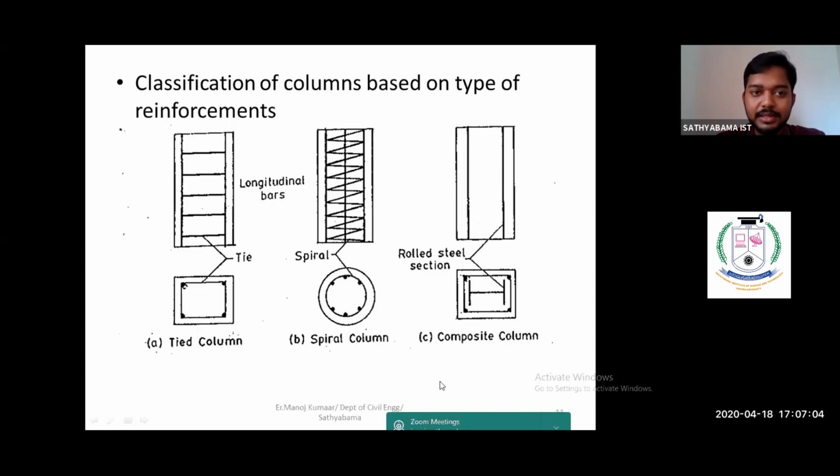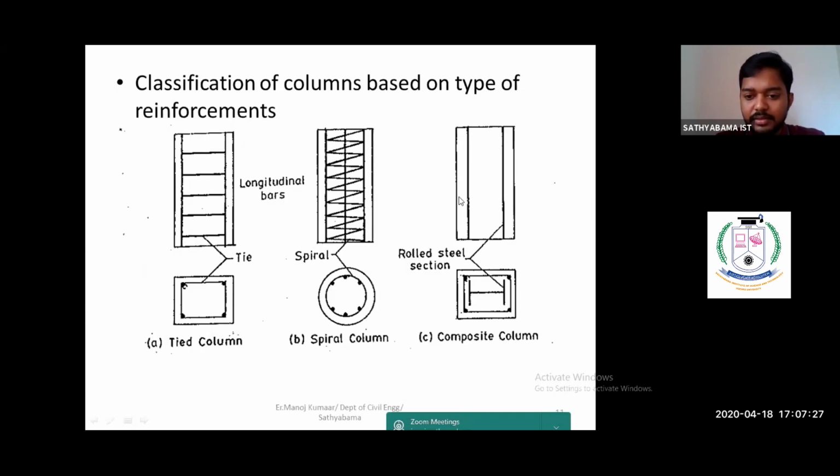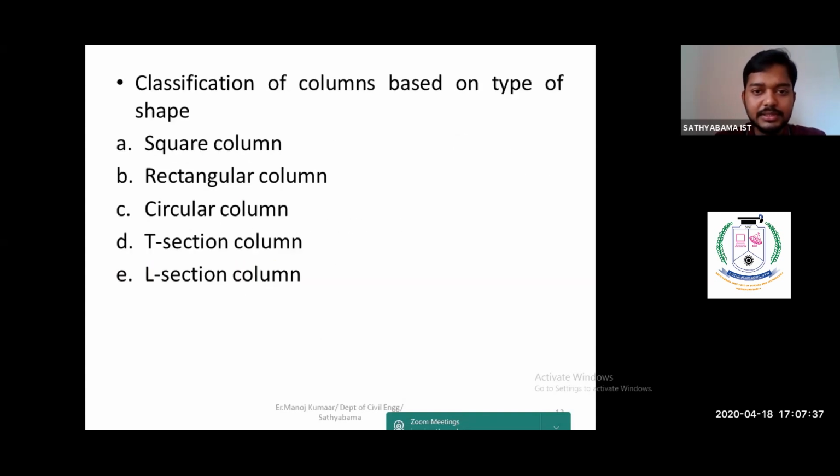Next, these are the types of columns based on the reinforcement. Here, the longitudinal bars are tied with individual tie members. In the case of a circular column, the longitudinal bars can be tied with a spiral transverse reinforcement, which will be wound from top to bottom at certain spacing. And this is the composite column. Here we will use structural steel and reinforcement along with concrete. Next, classification based on shape and loading.